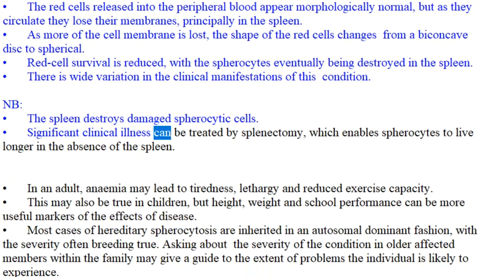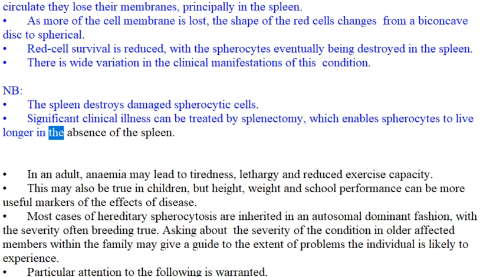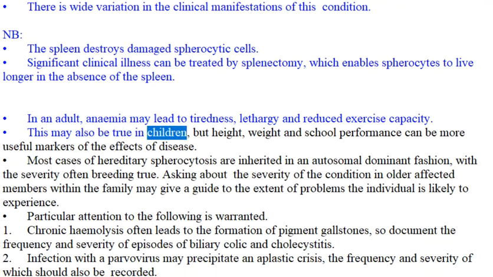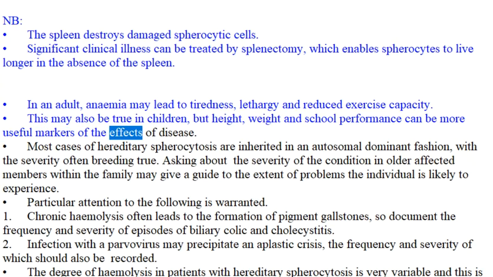Significant clinical illness can be treated by splenectomy, which enables spherocytes to live longer in the absence of the spleen. In an adult, anemia may lead to tiredness, lethargy, and reduced exercise capacity. This may also be true in children, but height, weight, and school performance can be more useful markers of the effects of disease.